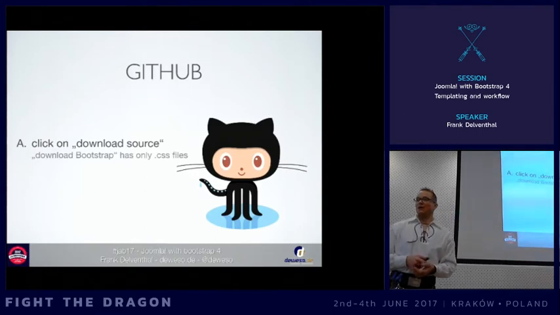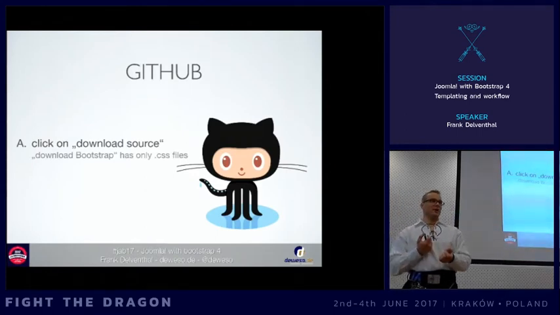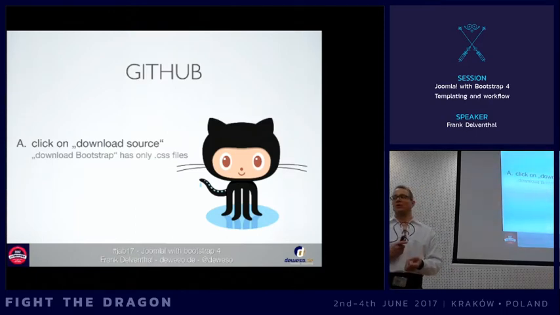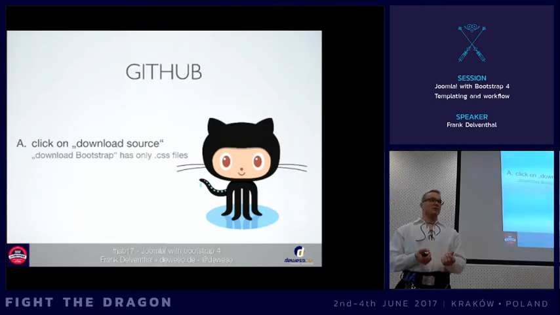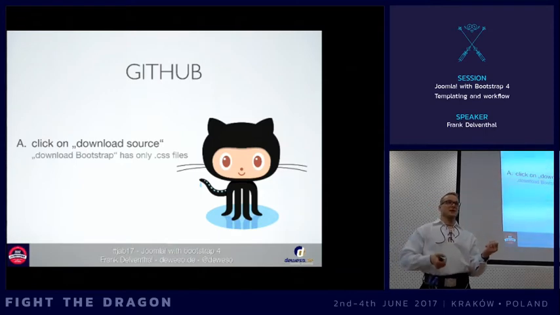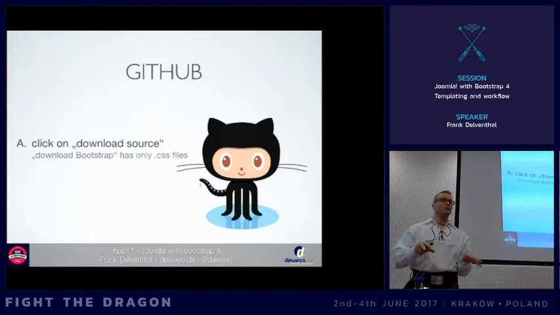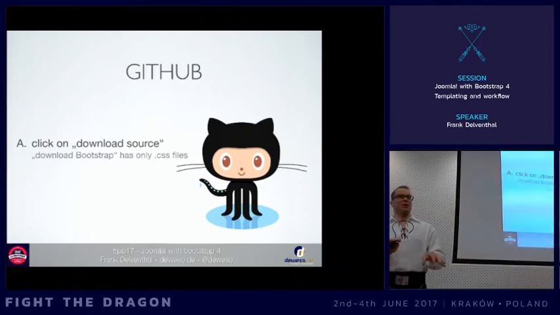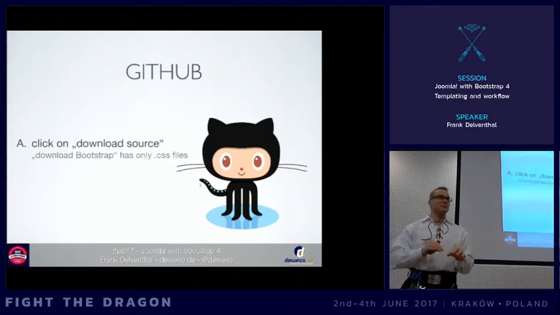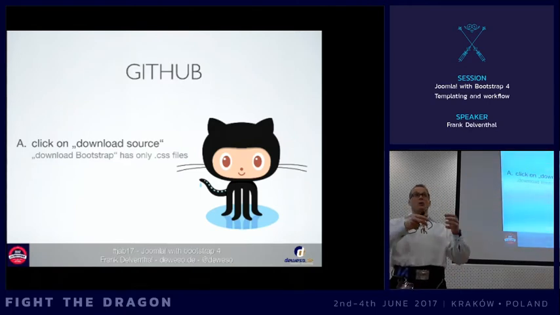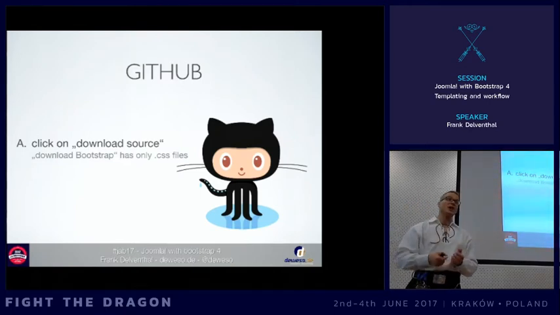GitHub. Okay, when you go to the Bootstrap page, then you want to make sure that you hit the download source, because if you hit download Bootstrap, you get the CSS files and not the SCSS files. Yeah, but this can be easy. So if you just want to play a little bit around with Bootstrap and do not want to check out the SASS compiler, just then go to download Bootstrap. But if you want to go more deep into it, and if you actually want to do real templating, I seriously advise you to get the source files.